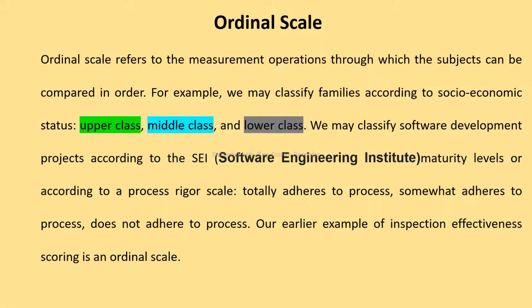So how are we going to classify this software product? We classify it according to SEI maturity levels, or a process rigor scale: totally adheres to the process, somewhat adheres to the process, or does not adhere to the process. So we have a rigor scale, a standard against which we test these three conditions. Our earlier example of inspection effectiveness scoring is an ordinal scale.